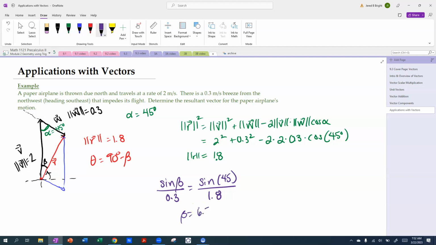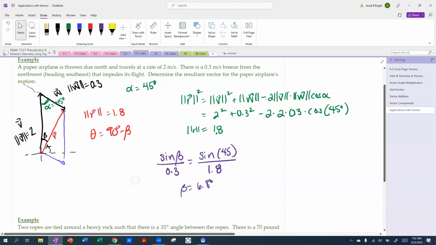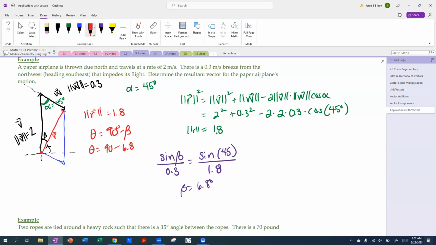I would get beta is 6.7, let's do 6.8 degrees, after our inverse sine and everything. So then theta would be 90 minus the 6.8 degrees, and if I do that, I get that theta is approximately 83.2 degrees.